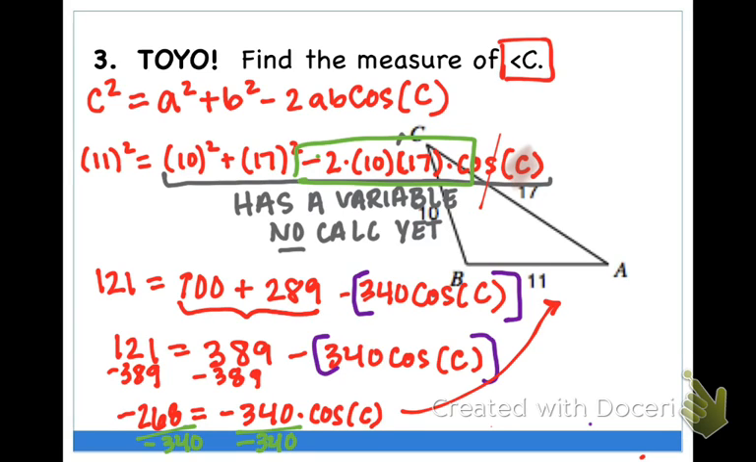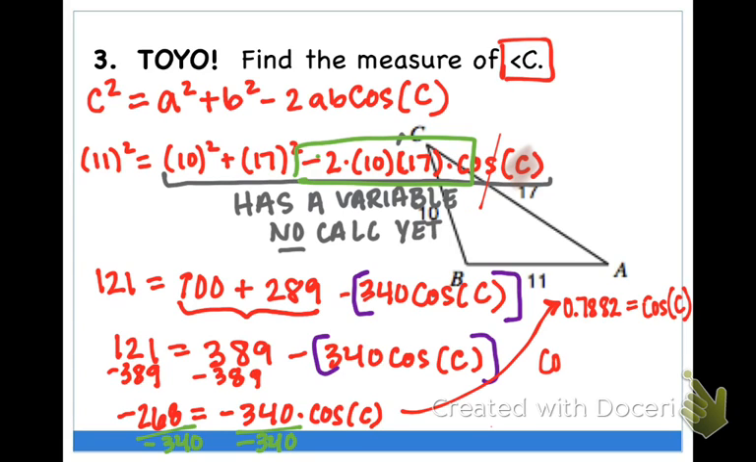And we get some decimal, specifically the decimal 0.7882 is equal to cosine of angle C. So that fraction, -268 over -340, gives 0.7882. That's what cosine of C is equal to, and we are almost done. I have one last step to do. I want to get C alone, angle C alone.